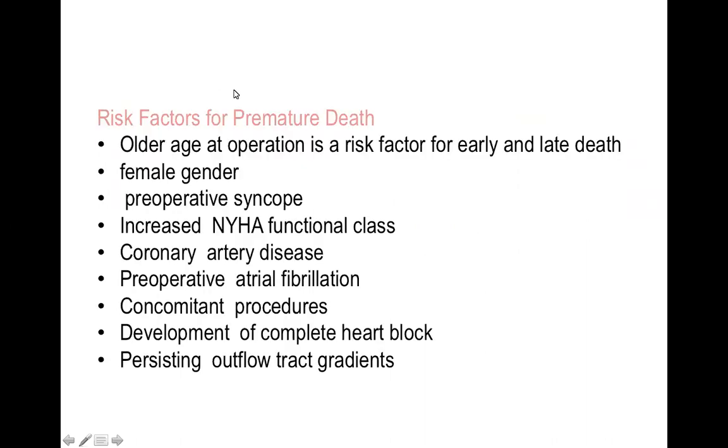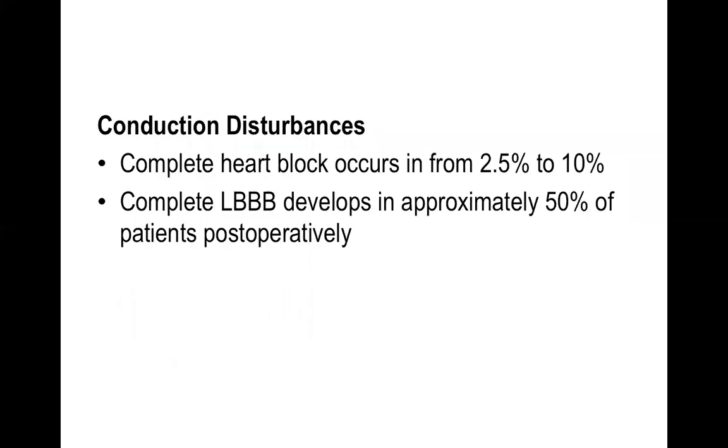Risk factors for premature death are usually older age, female gender, pre-op syncope or increased NYHA class, coronary artery disease or concomitant procedure, or the development of complete heart block. In conduction disturbance, complete heart block occurs in about 2.5 to 10%, and complete left bundle branch block develops in approximately 50% of patients postoperatively.